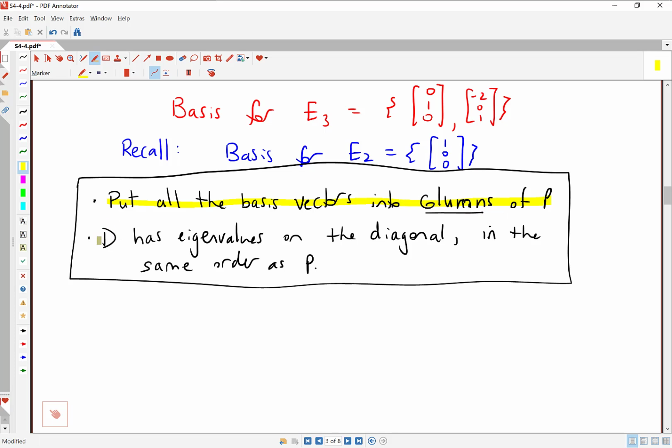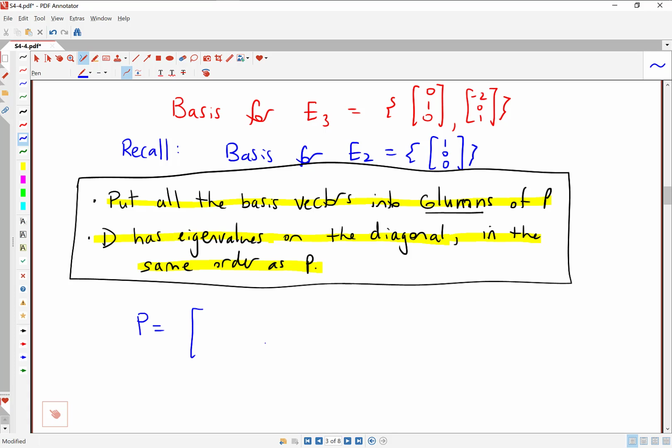And then the diagonal matrix D has the eigenvalues on the diagonal in the same order as P. So meaning you can fill the columns into P in any order, but once you've decided on that order, that will determine the order for the entries of D. So let's do a couple of examples of that.